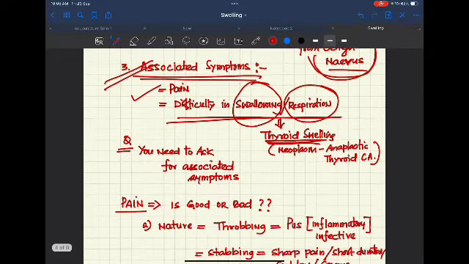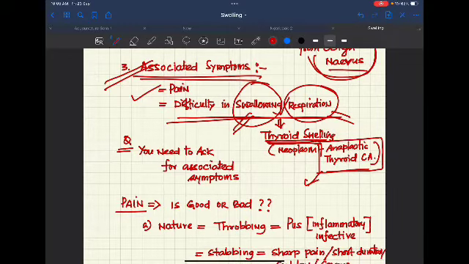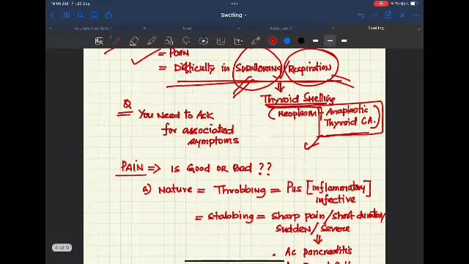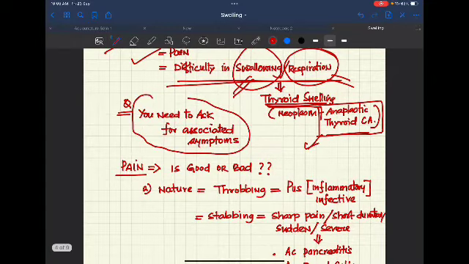You have to ask this question specifically if you are examining a thyroid swelling, and if the case turns out to be an anaplastic thyroid carcinoma, which is a very malignant type of carcinoma, usually the patient presents with this kind of problem with swallowing as well as respiration with the thyroid swelling or the swelling on the neck. So you have to ask this question specifically, and remember you have to ask the associated symptoms specifically.